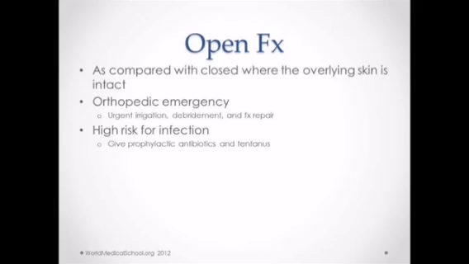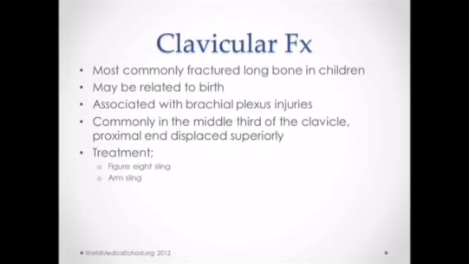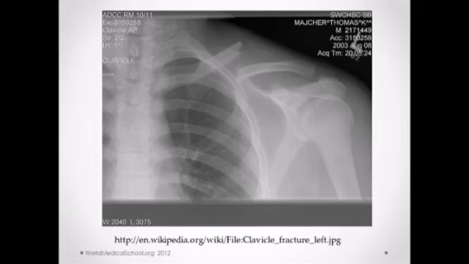Moving on to fractures common in children. Clavicle fractures are the most commonly fractured bone in children. They may be related to birth, especially in large infants, and can be associated with brachial nerve palsies. They usually involve the middle third of the clavicle, with the proximal fracture end displaced superiorly due to the pull of the sternocleidomastoid. Treatment includes figure 8 slinging or a typical arm sling.